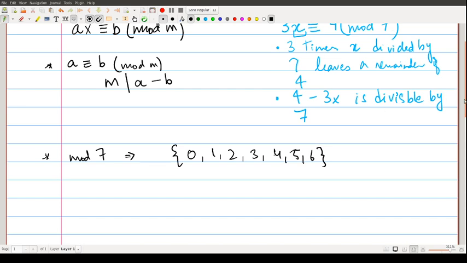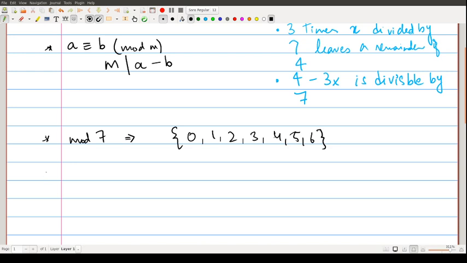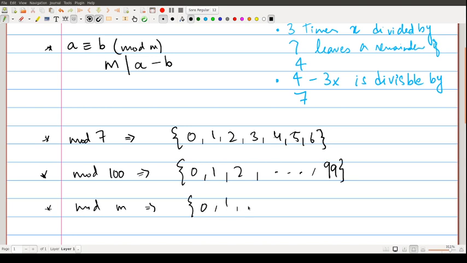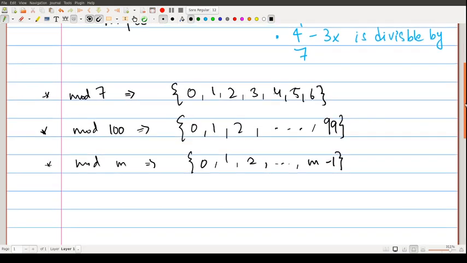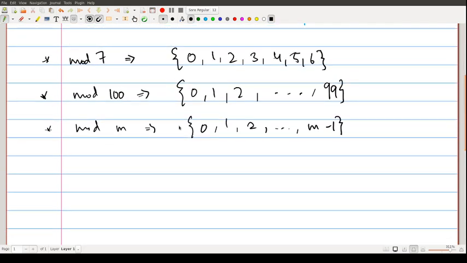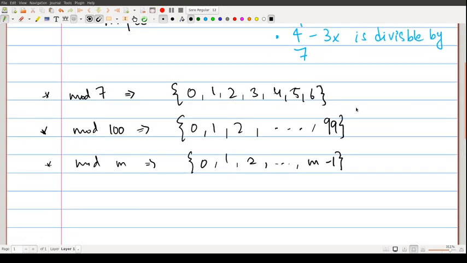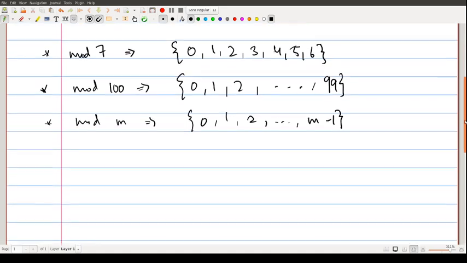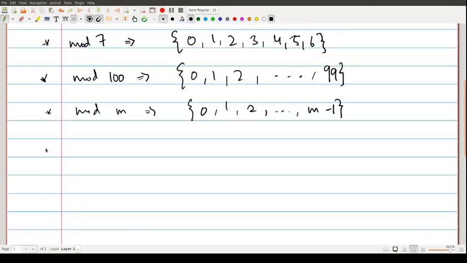That's one method. But of course, if you're working with a bigger m, let's suppose mod 100, then you have lots of possibilities for x, so 0, 1, 2, dot, dot, dot, up until 99, right? For modulo m arithmetic, you are going to be going up to m minus 1. And if you have lots of possibilities for your x, then this method of just trying out all the values until you find a solution becomes a bit cumbersome, and you would want to find a better method, right?